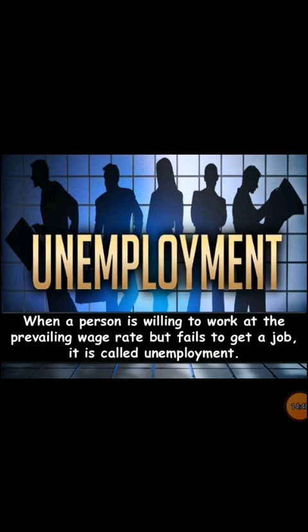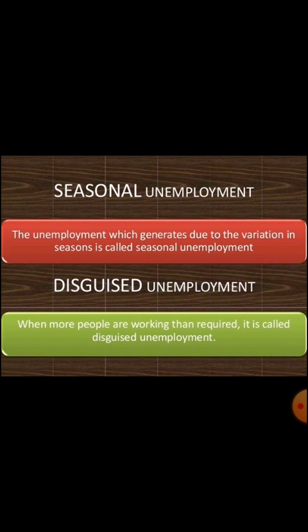Another important term when we talk about the sectors of the Indian economy is unemployment. It is a situation when a person is willing to work at the prevailing wage rate but fails to get a job. Now, types of unemployment. Unemployment is divided into two parts, disguised and seasonal. Seasonal unemployment is the unemployment which arises due to the variation in season.